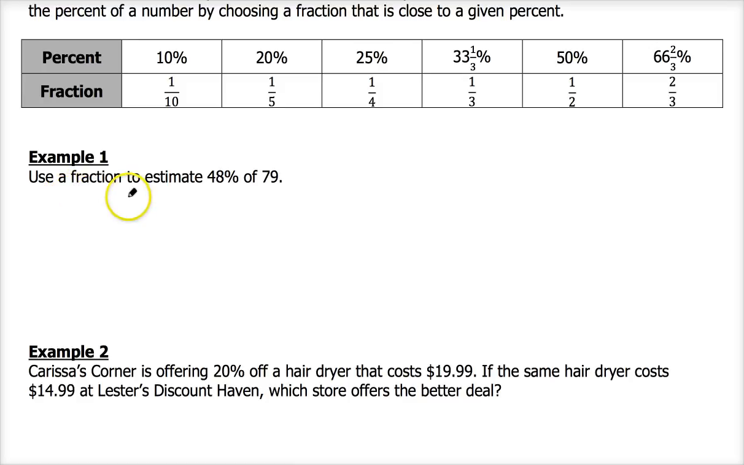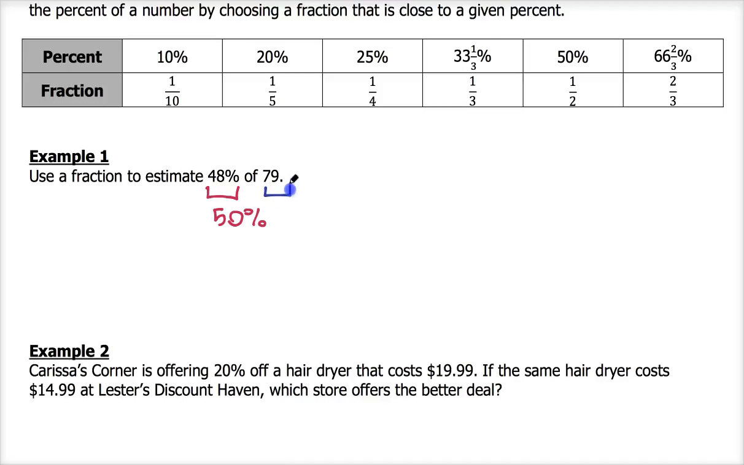It says use a fraction to estimate 48% of 79. So we're going to start off by knowing that hopefully 48% is close to 50%, and 79 is close to 80. So I'm going to estimate this problem by rounding 48% up to 50% and 79 up to 80.